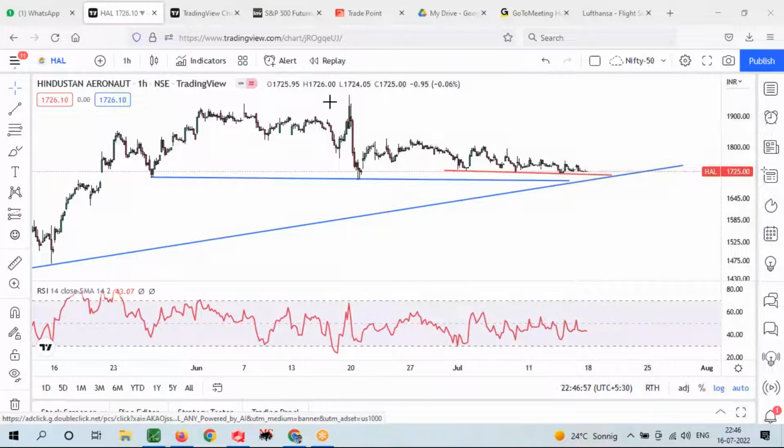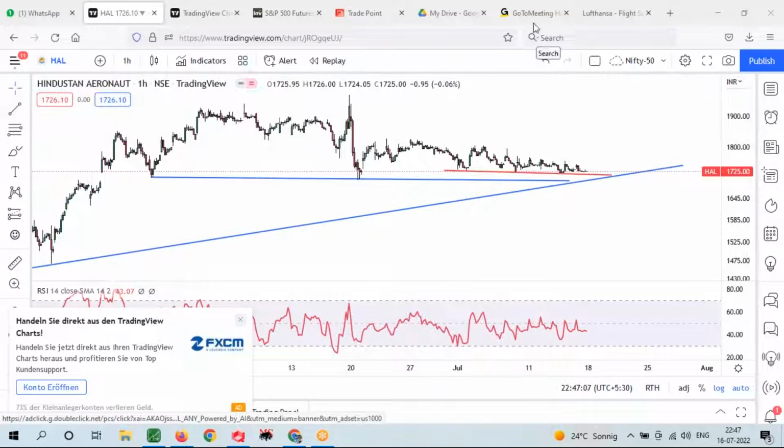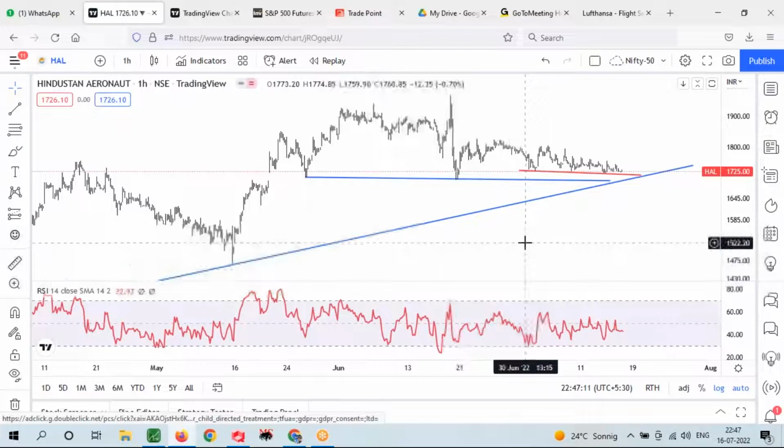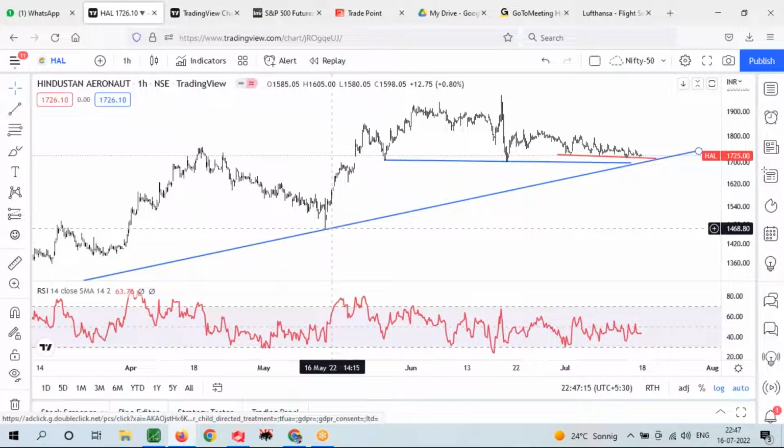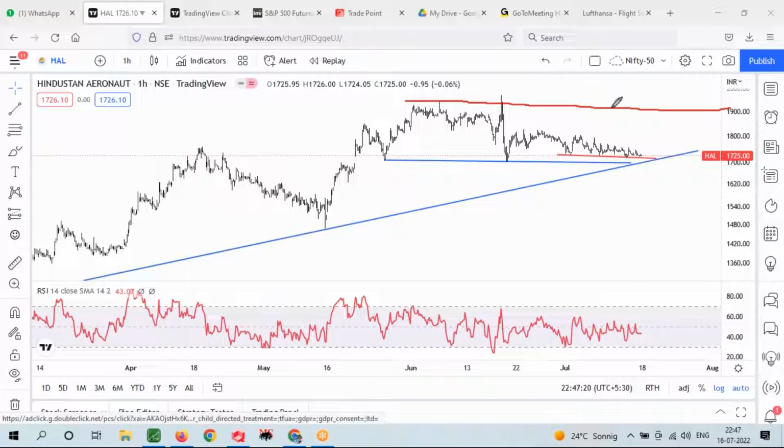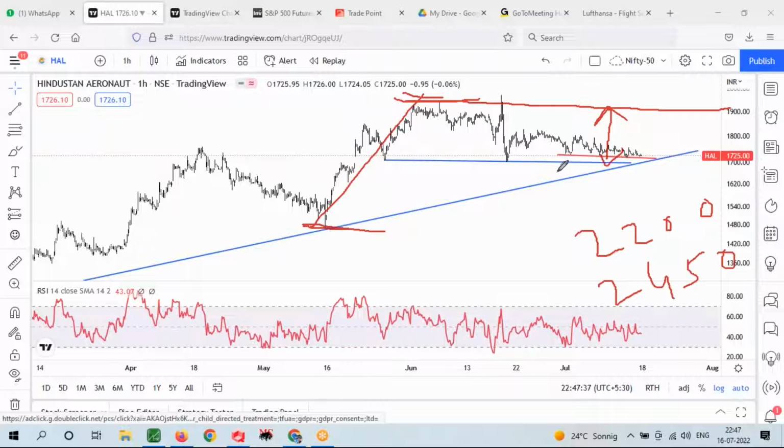What is the exact level if I'm correct? Yeah, like 1940 or 1950. Above that it will be a boom. I am expecting 2400, 2500 also, because then this flag will come into play. You know what will happen? This will be a flag. Flag target is 2000. Look at the pole. The pole is 500 rupees. So 2450 to 2500. So these will come into play.